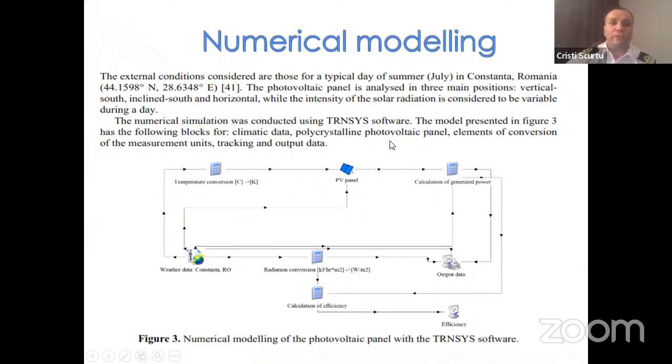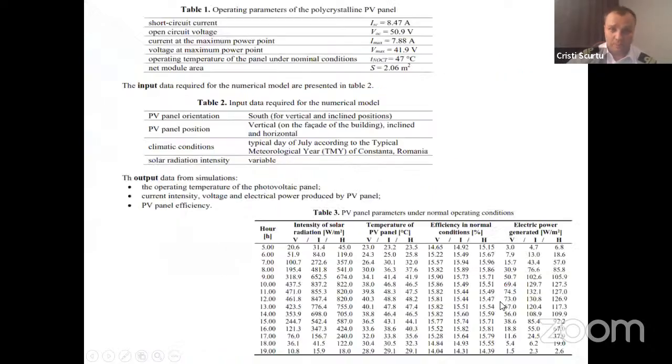The model presented in the figure below shows the blocks of climatic data for a polycrystalline photovoltaic panel. We have weather data from Constanța, Romania, temperature conversion, the photovoltaic panel, and a calculator for the generated power. We have the output data, and we can convert it and calculate the efficiency using this software.